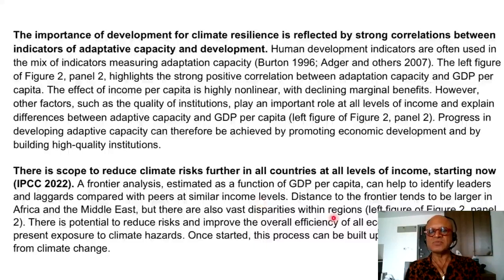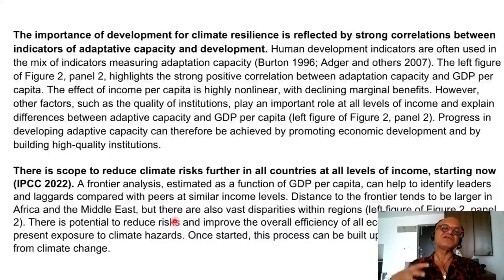Distance to the frontier tends to be larger in Africa and the Middle East, but there are also vast disparities within regions. So if there is the adaptation frontier, who is close to it doesn't depend just on the per capita income of the country, but on various other cultural memes and skepticism to climate and various other factors. Okay, there is potential to reduce risks and improve the overall efficiency of all economies starting from present exposure to climate hazards. Once started, this process can be built upon to address new risks from climate change.